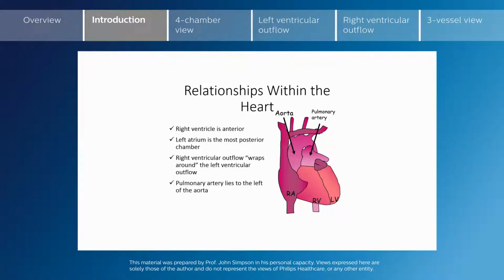The pulmonary artery is to the left of the aorta and slightly anterior to the aortic valve.